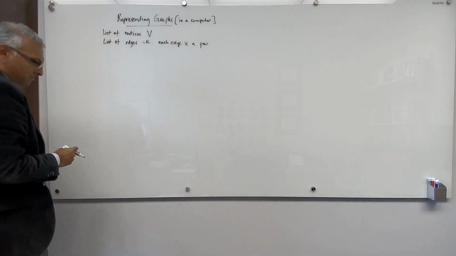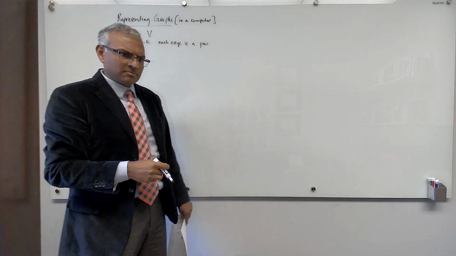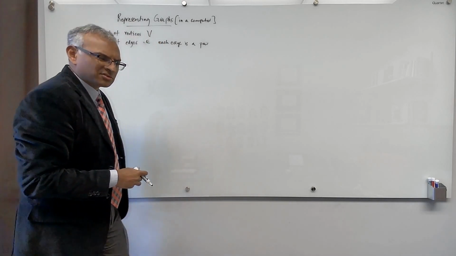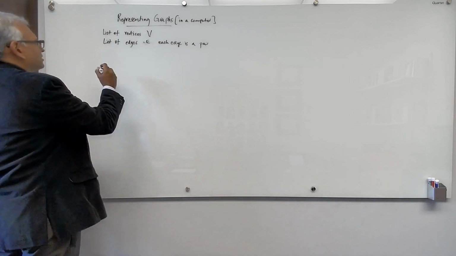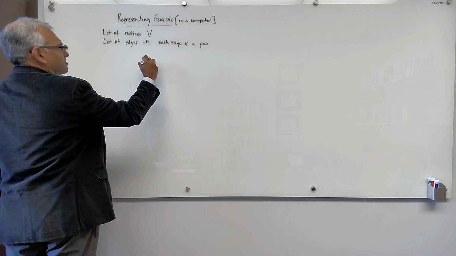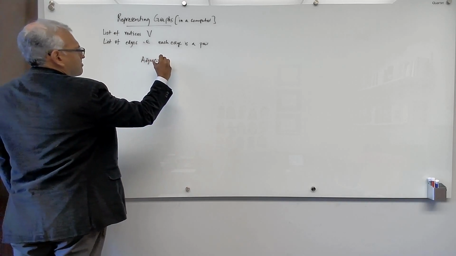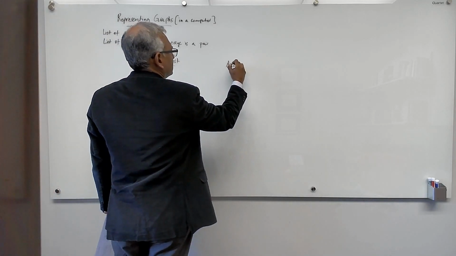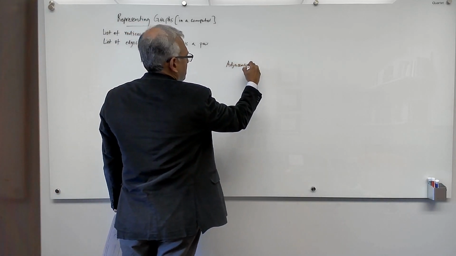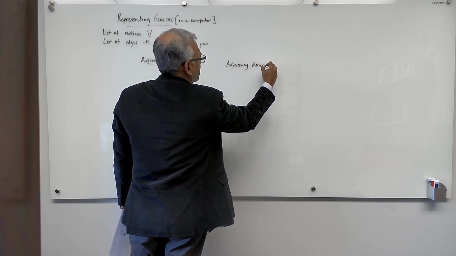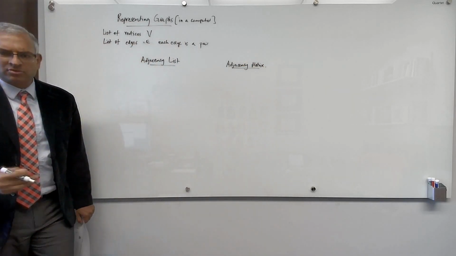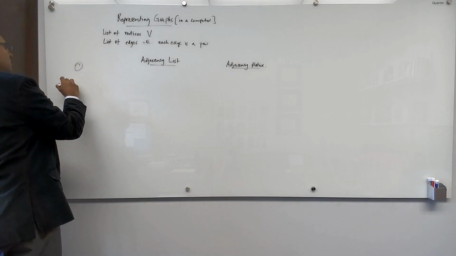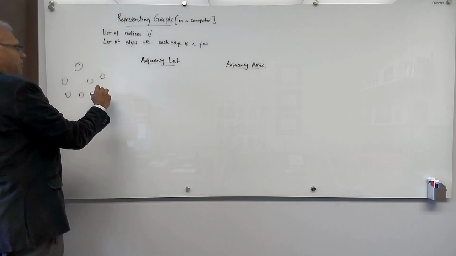Now there are some other convenient ways in which we can represent graphs. One of them is called the adjacency list, and the other is called the adjacency matrix. They're basically both different ways of telling us what the relationships are. So let's work with our old graph.